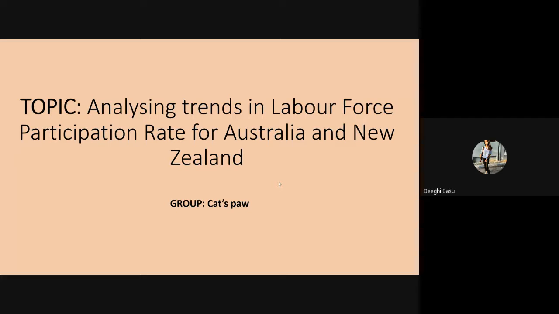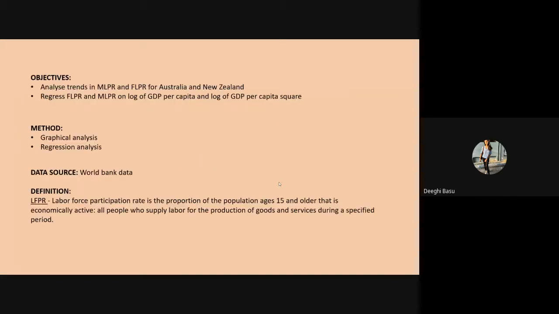Today our group CATSPAW is going to present its analysis on the trends in labor force participation rates for the two countries, Australia and New Zealand. Aishwarya, next slide. Our main objectives are to analyze the trends in male labor force participation and female labor force participation rates for Australia and New Zealand, and running the regression of FLPR and MLPR on log of GDP per capita and log of GDP per capita square.